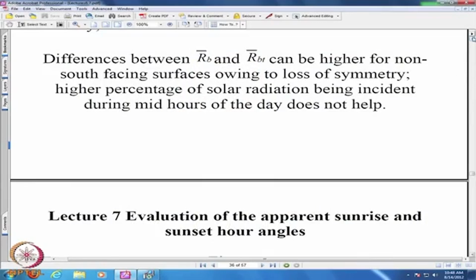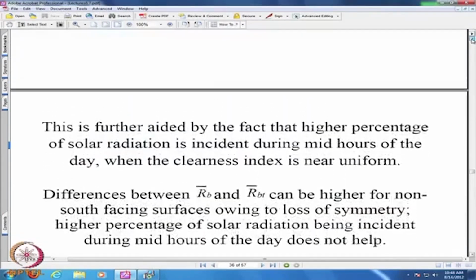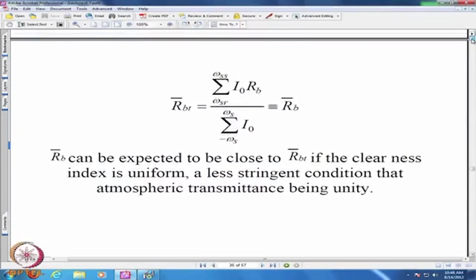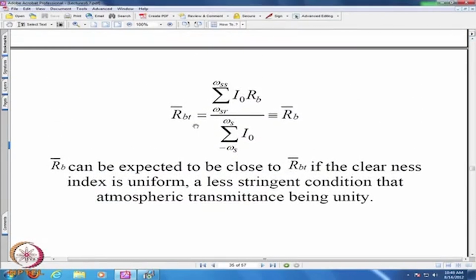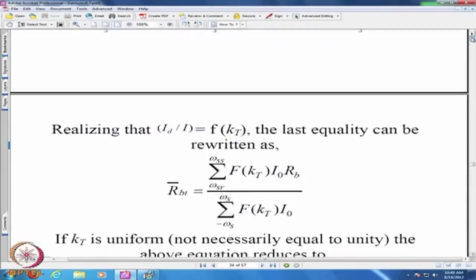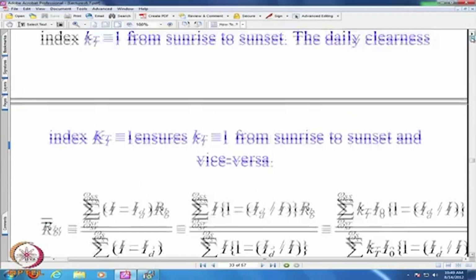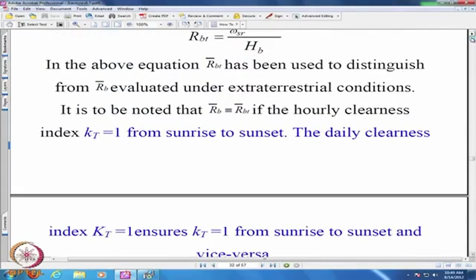Now, one word we have to say here: is it possible to evaluate RB bar T? With data, of course, you require a summation process, but without summation, we may recall that we have the correlations for RT and RD. They are analytical expressions, which are ID by HD.